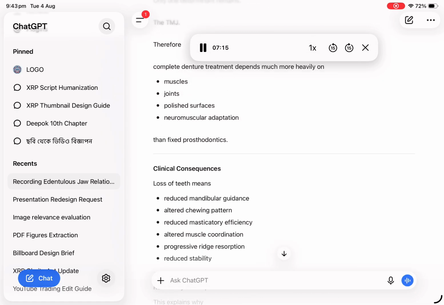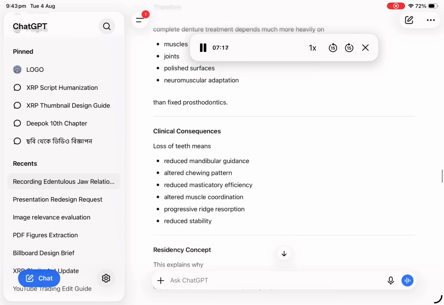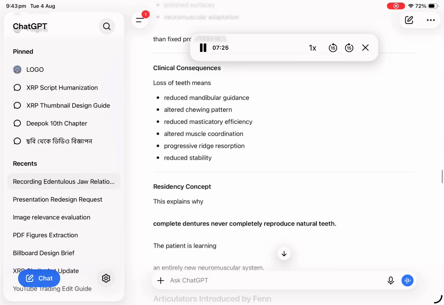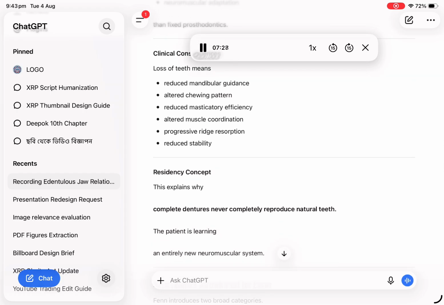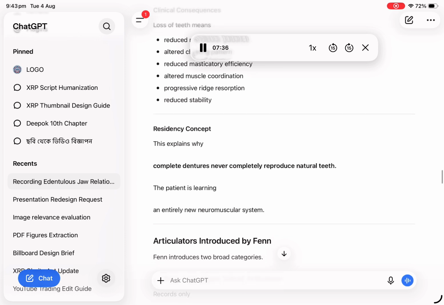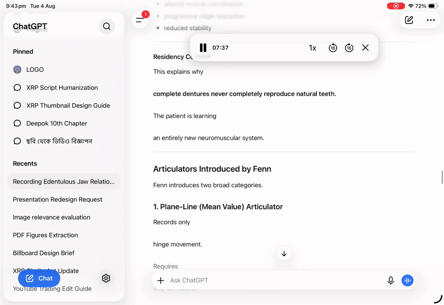Clinical consequences. Loss of teeth means reduced mandibular guidance, altered chewing pattern, reduced masticatory efficiency, altered muscle coordination, progressive ridge resorption, and reduced stability. Residency concept: this explains why complete dentures never completely reproduce natural teeth. The patient is learning an entirely new neuromuscular system.